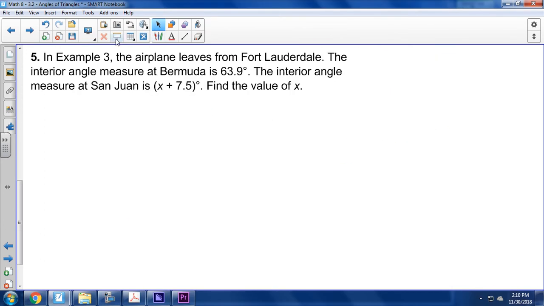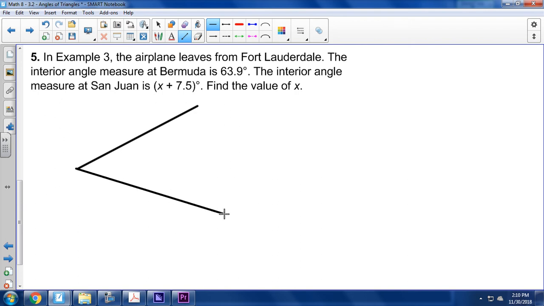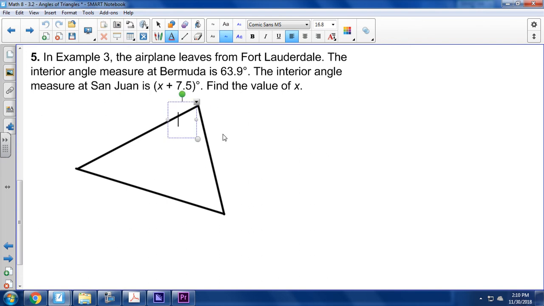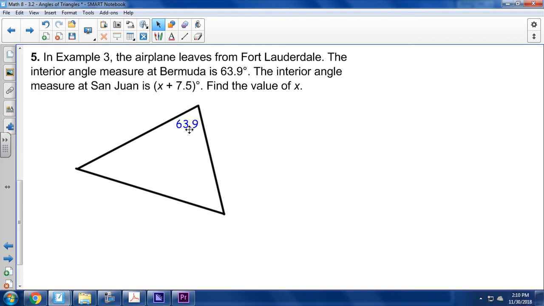Okay, so for this, we want to draw this thing over again. You don't have example 3 in front of you, so I'm going to do my best to draw it again. What they've done is they've changed the place that it's leaving from. Now they're leaving from Fort Lauderdale, which changes this angle. So it's basically the same problem that we did in the last video, but they've changed this angle to 63.9, just so that you can give it a shot.